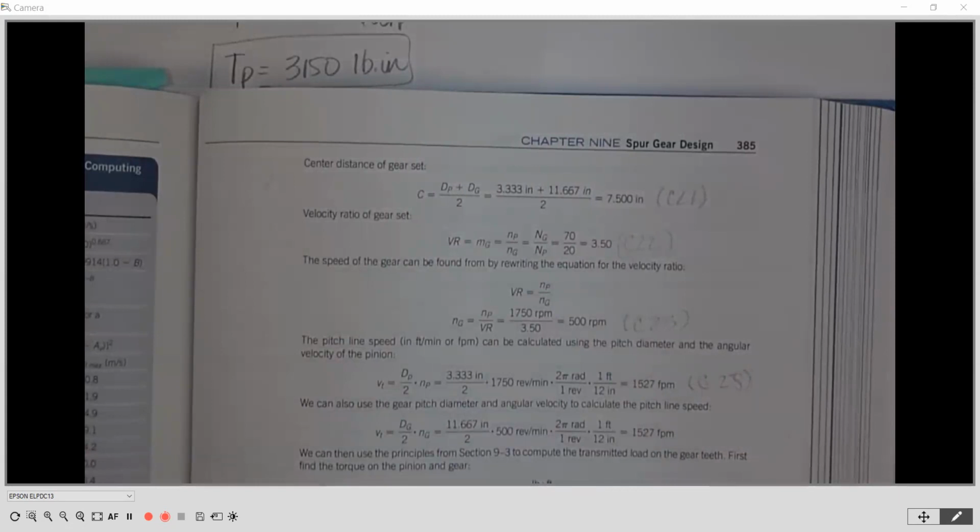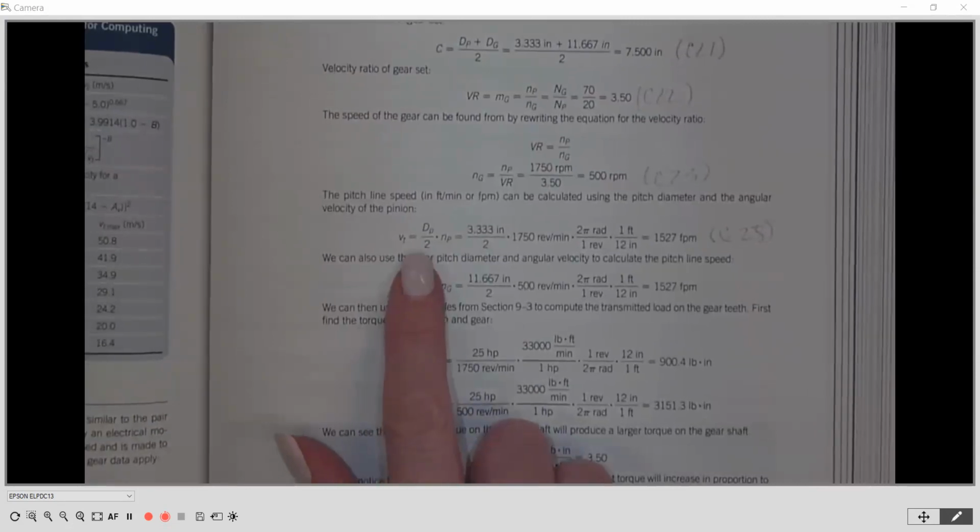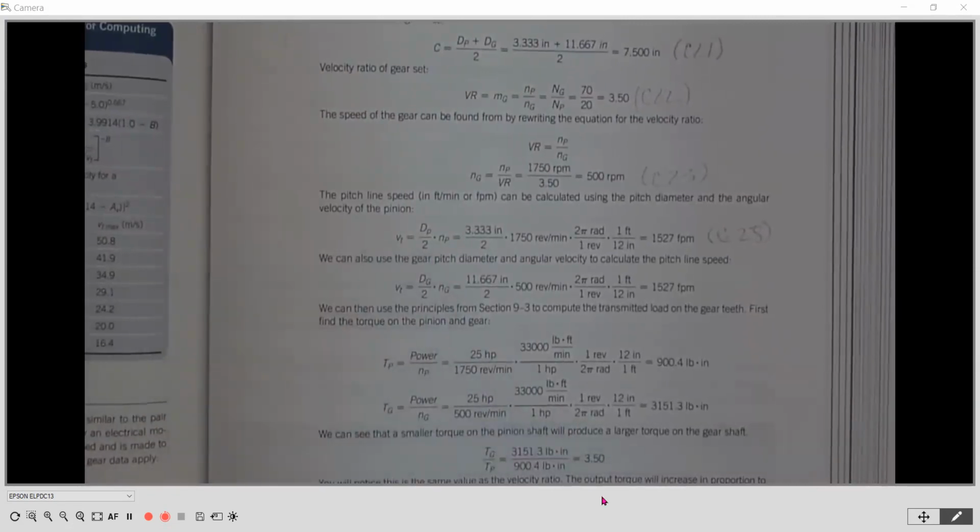And then the next thing it has is the speed of the gear. Based on the 70 teeth, you'll notice that we have 500 for our actual output speed for our gear. Okay, so these are done for us. As I move up, it also calculates our pitch line speed for us. Our pitch line speed is going to be in C28, down here. Again, these are calculations you would have done back in kinematics and basic mechanisms.